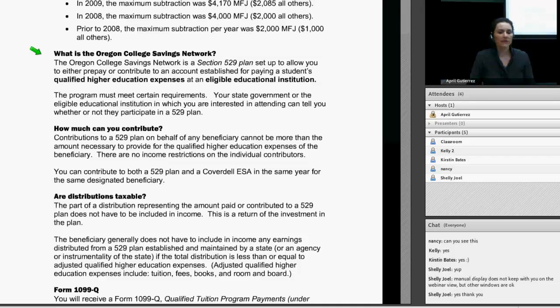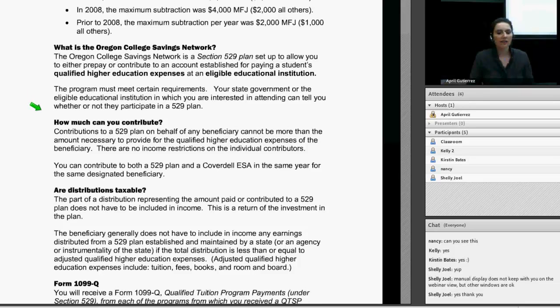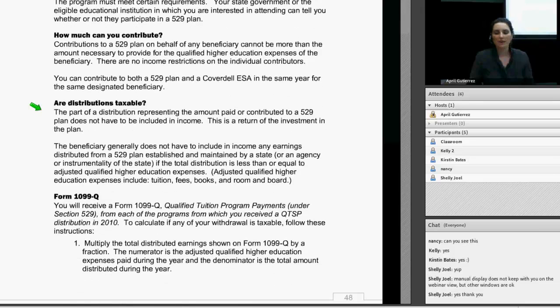What is the Oregon College Savings Network? The Oregon College Savings Network is a Section 529 plan that is set up to allow you to either prepay or contribute to an account established for paying a student's qualified higher education expenses at an eligible educational institution. The program must meet certain requirements. Your state government or the eligible educational institution in which you are interested in attending can tell you whether or not they participate in a 529 plan.